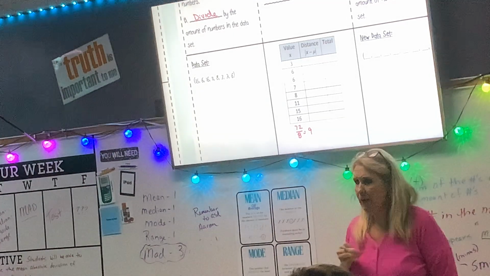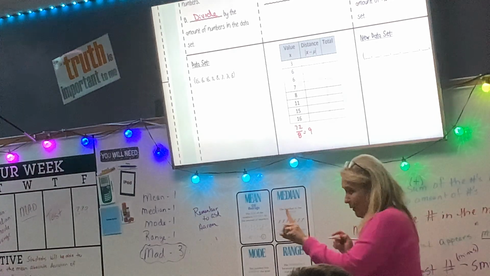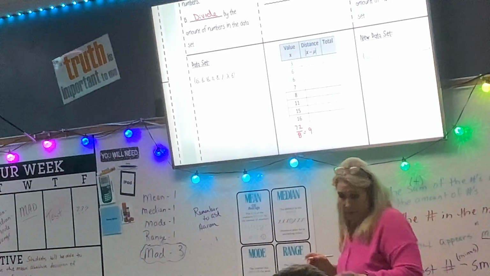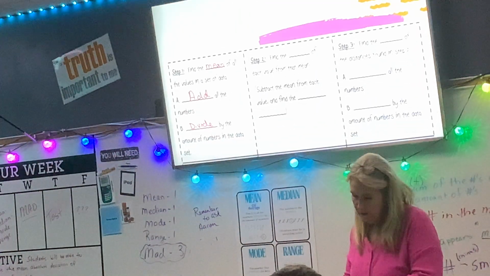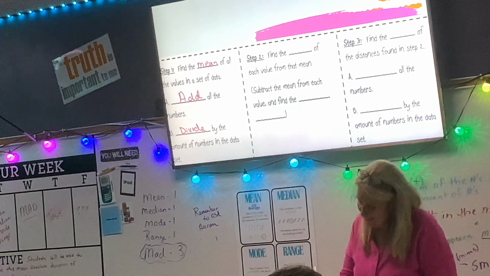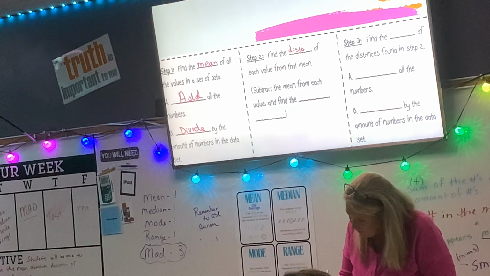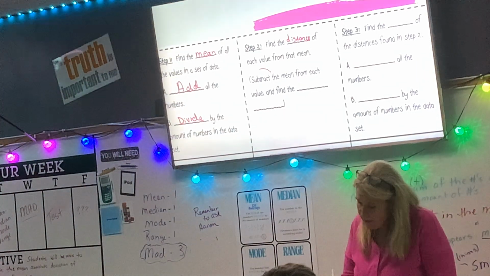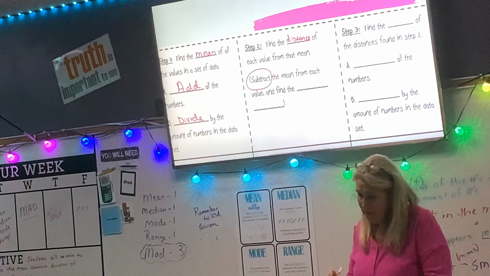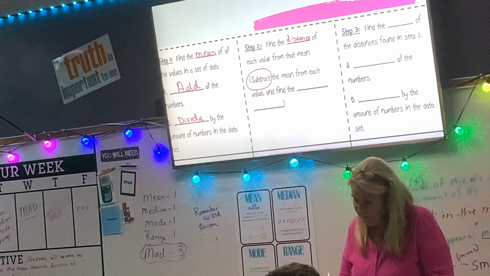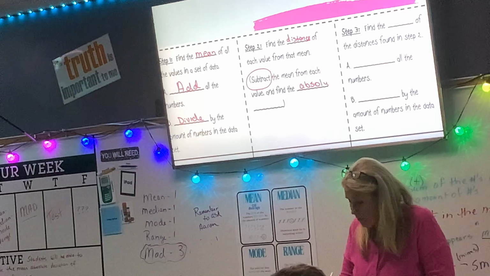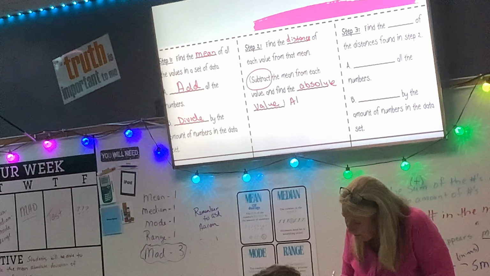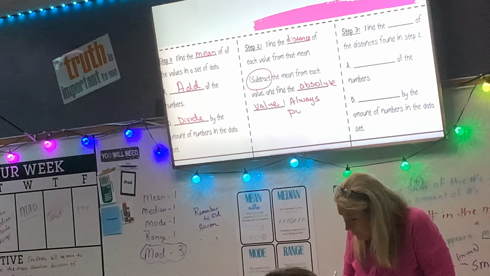Okay? Don't stop there. MAD is 3 words. Mean, absolute, deviation. You have 3 steps. So that might help you. Okay? Step 2. You're going to find the distance of each value from that mean. So you're going to subtract the mean from all the values and find the absolute value. This is always positive.